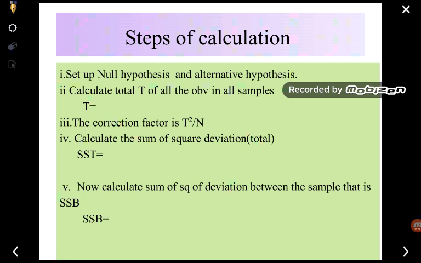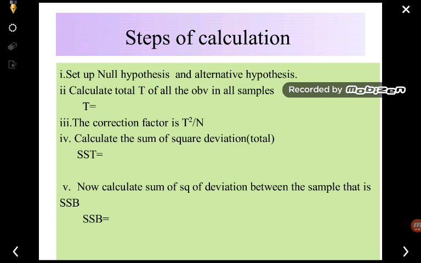So what is the first step? The first step is to set up the null hypothesis and the alternative hypothesis. First we have to set up the null hypothesis and the alternative hypothesis. This is the first step.